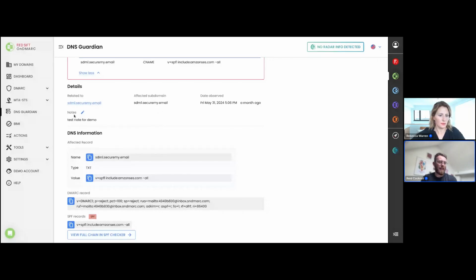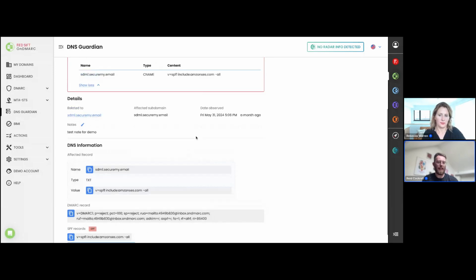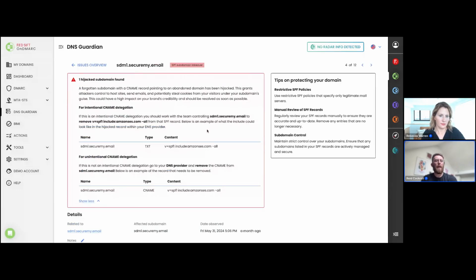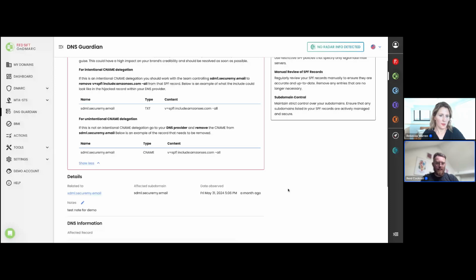The notes obviously carry through from the previous page, and then if you scroll down further, you can see the DNS information. So the actual record that's been affected, the DMARC record, as well as the SPF record, and then you can link out to view that full chain in our SPF checker tool, which I think is a great way of being able to visualize and see how that issue is spanning across your infrastructure. This page is dynamic.